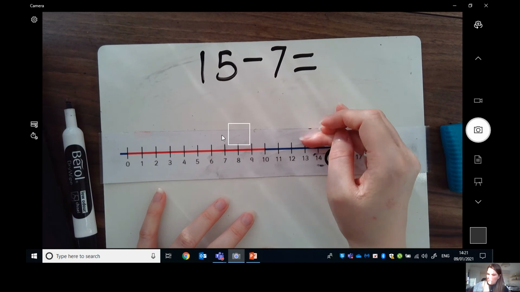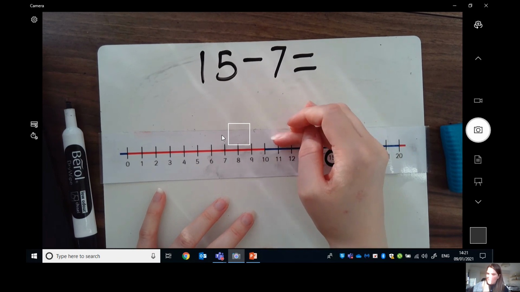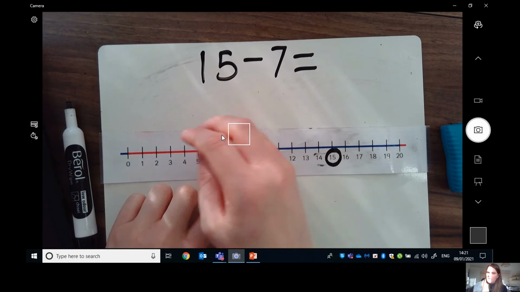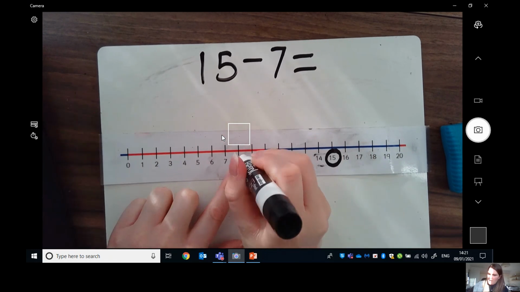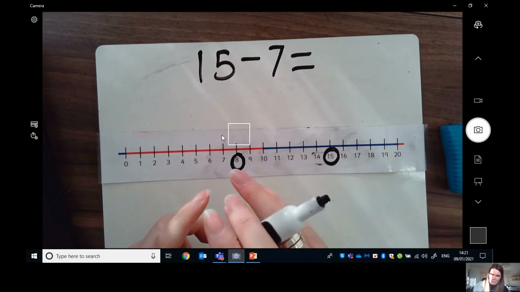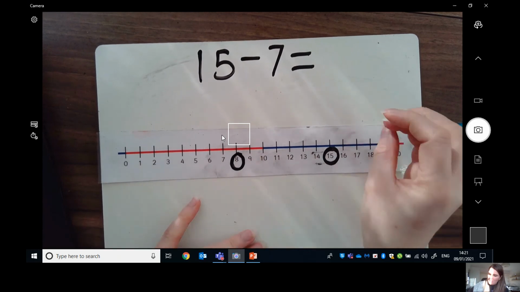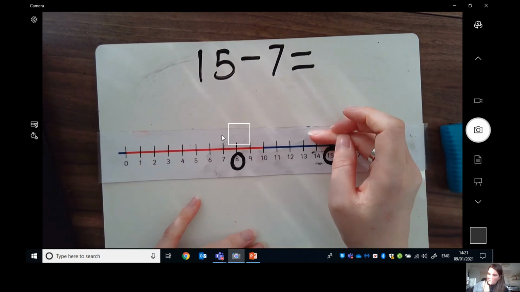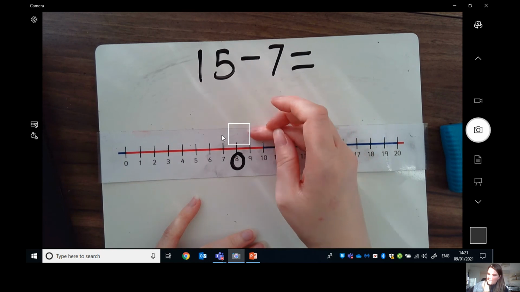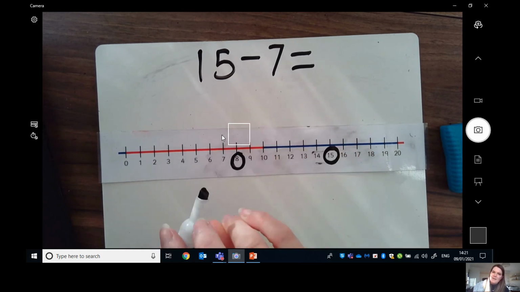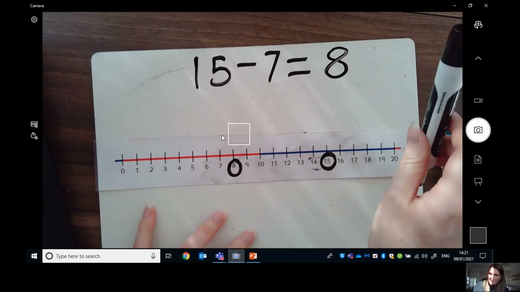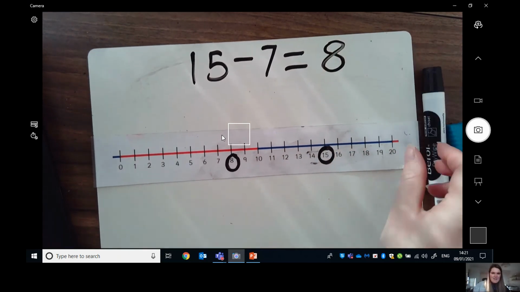1, 2, 3, 4, 5, 6, 7. I've got the number 8. Is that right? Let's double check. Let's do our jumps. 1, 2, 3, 4, 5, 6, 7. Absolutely. Well done. 15 minus 7 is 8.